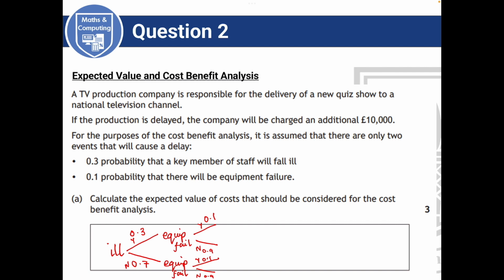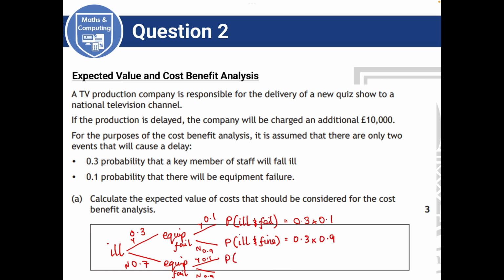Okay, so the probability that someone is ill and there's an equipment failure, remember we just multiply together the probabilities, so 0.3 times 0.1. The probability that someone is ill and the equipment is fine, so let's just say fine, that's going to be 0.3 times 0.9.